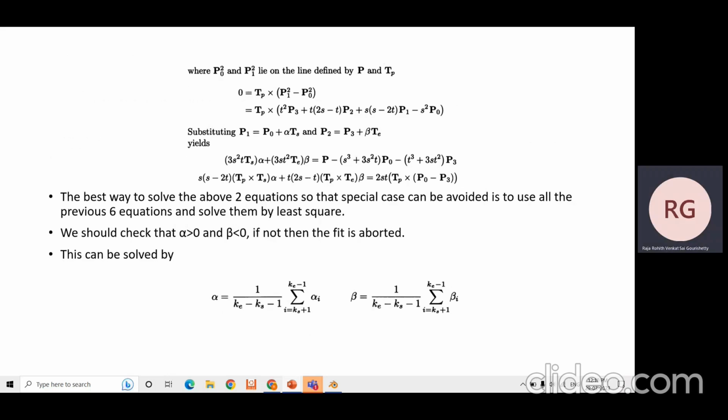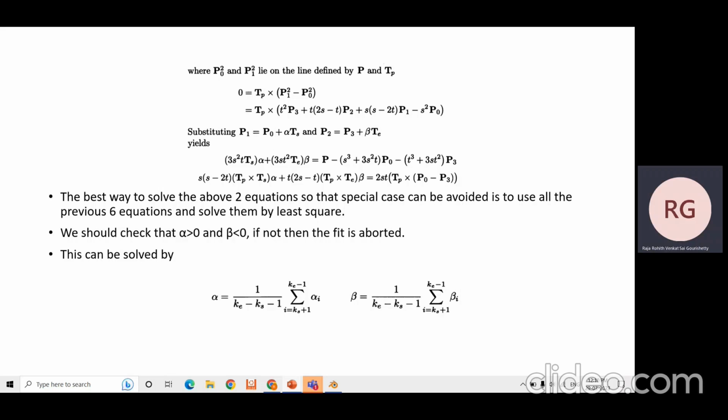Here, P0 square and P1 square lie on the line defined by P and Tp. Next, we get Tp into P1 square minus P0 square, that is T square P3 plus T into 2S minus T of P2 plus S into S minus 2T P1 minus S square P0. Substituting P1 equal to P0 plus alpha Ts and P2 equal to P3 plus beta Te, it will yield 3S square T Ts alpha plus 3S T square Te beta, which is equal to P minus S cube plus 3S square T P0 minus T cube plus 3S T square P3.